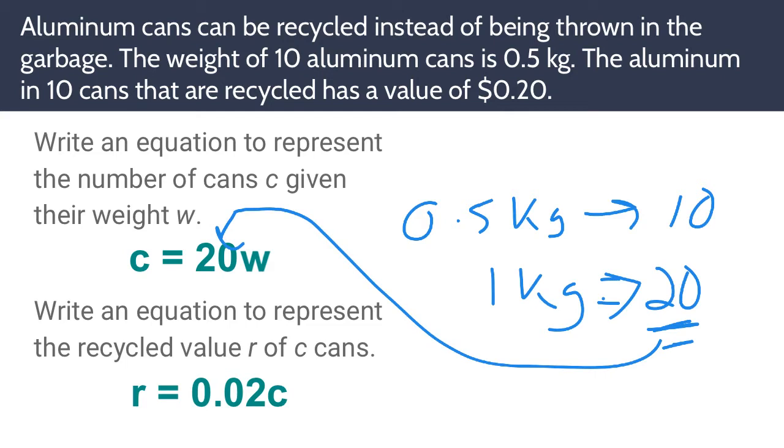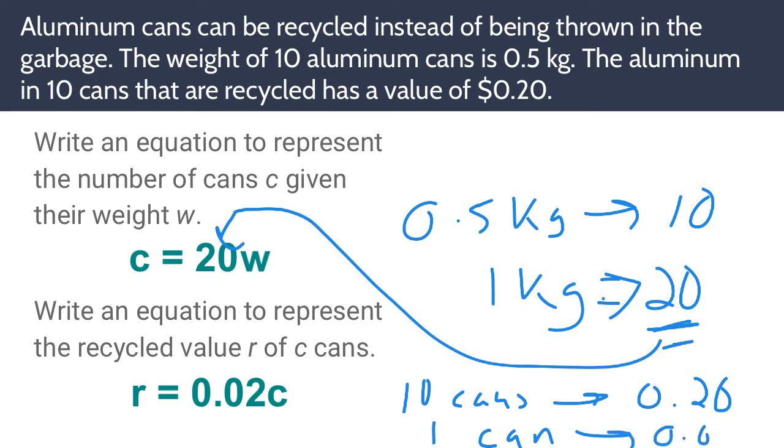For the value, R equals 0.02C, you're doing the same thing. We know that 10 cans have a value of 20 cents. So therefore, if I found 1 can, it would have a value of 2 cents. And that 2 cents is what you multiply by the number of cans to get their value.